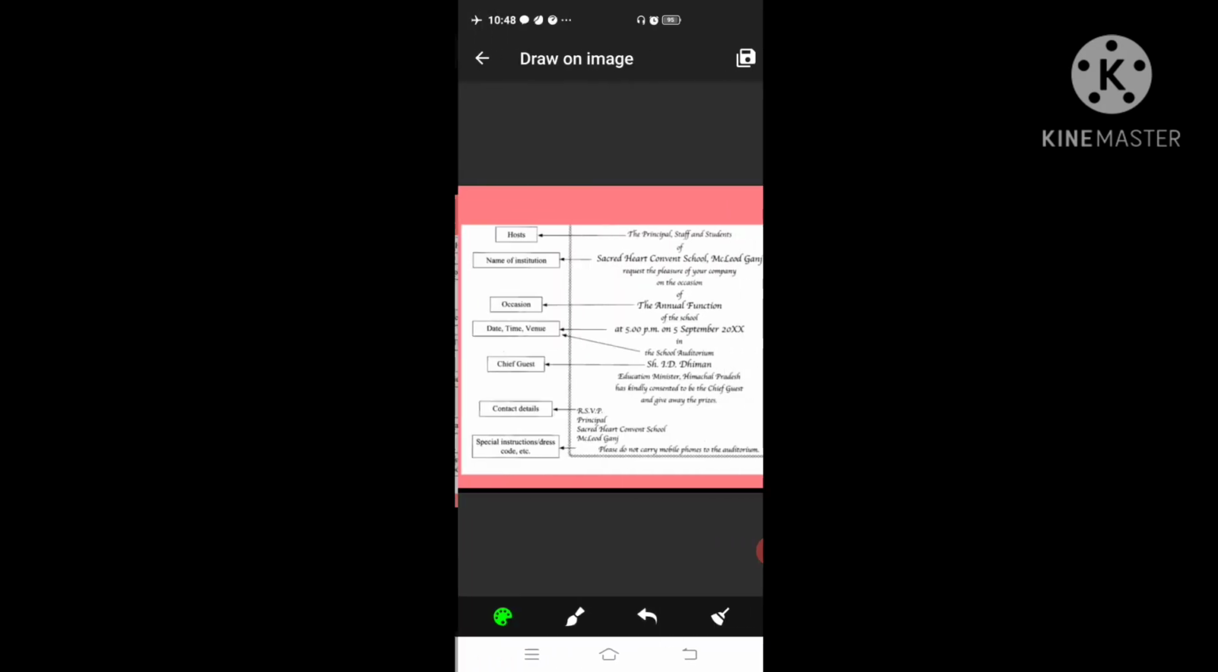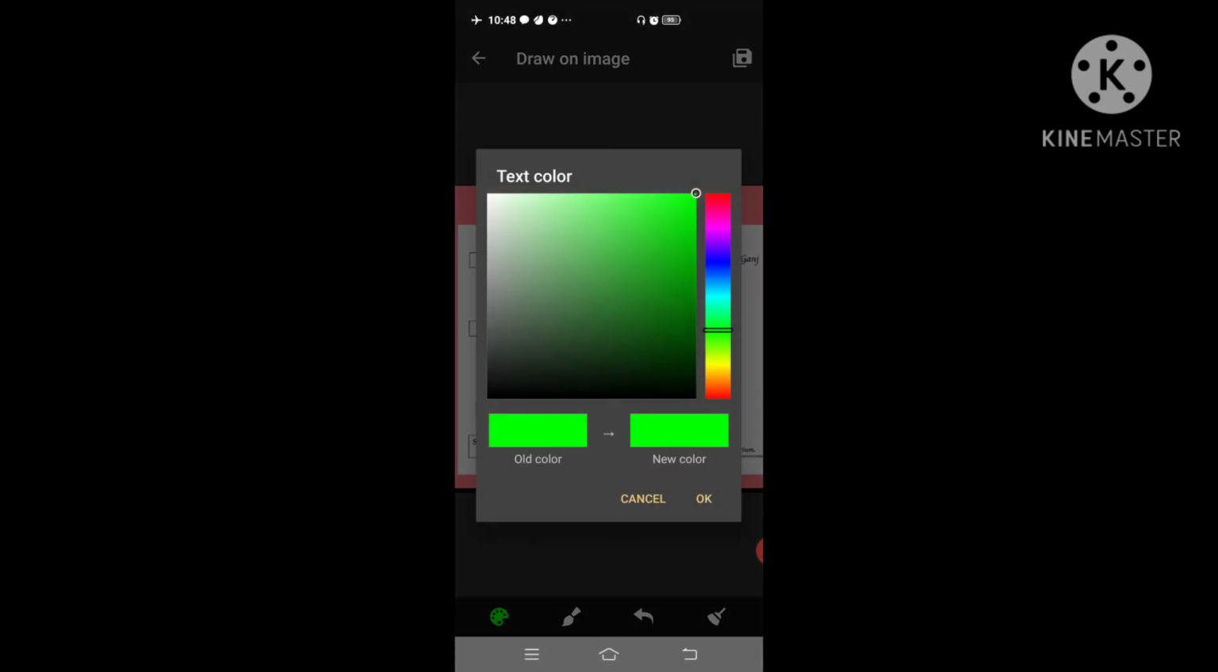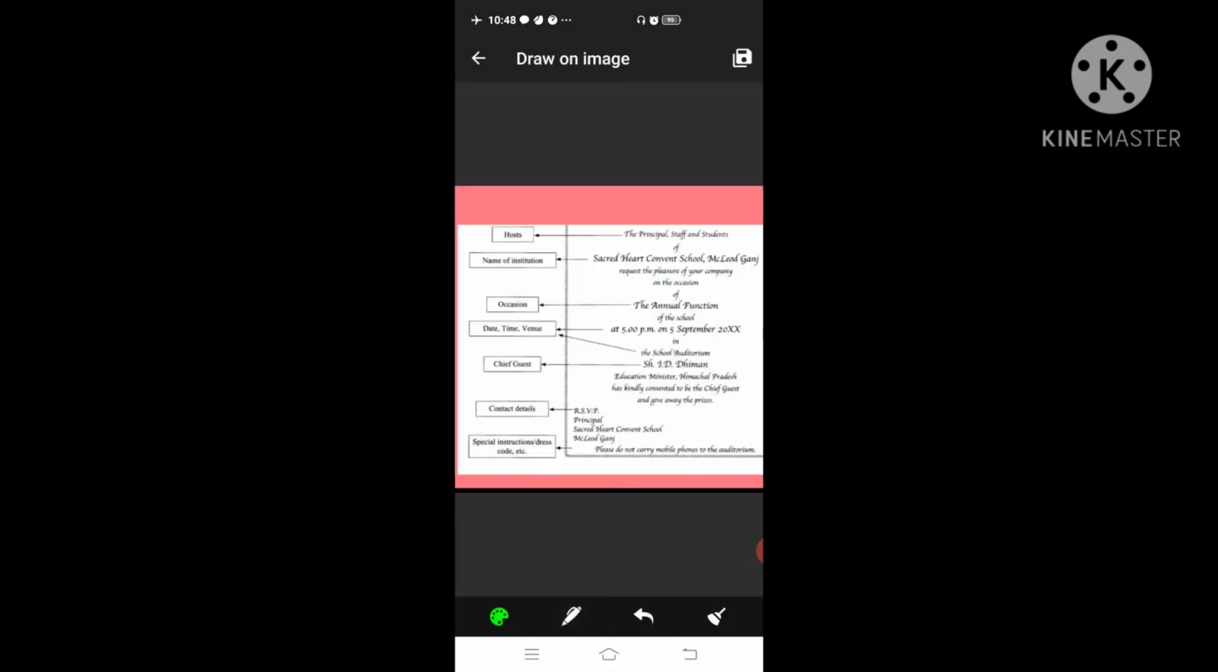Which occasion? Annual function. So see, if you have a ring ceremony, then in which way are you writing? Mrs. and Mr. Suppose in case you have the ring ceremony at your home, how are you writing? Mrs. and Mr. And the second line will be the same. Request the pleasure of your company on the grand occasion of. Fine. The same thing is mentioned over here.